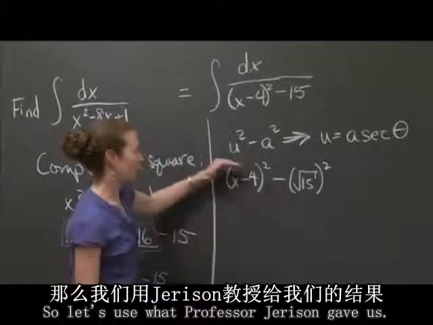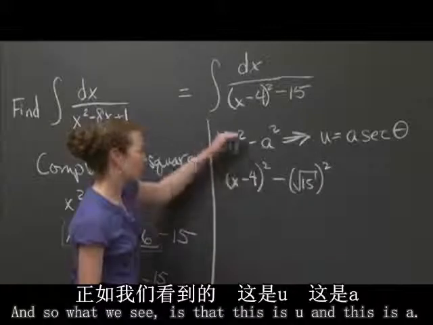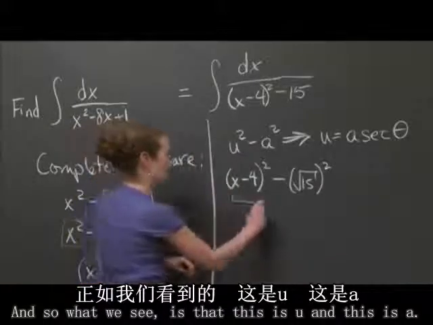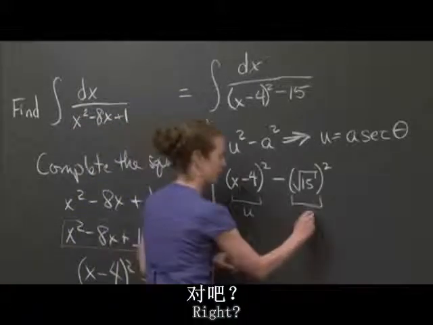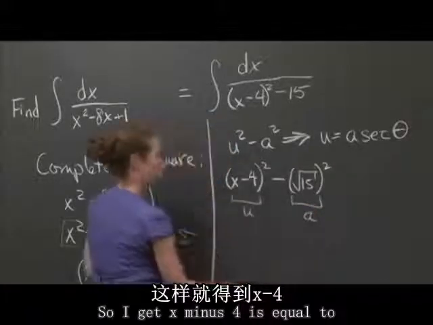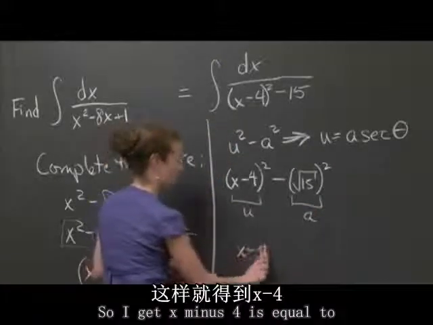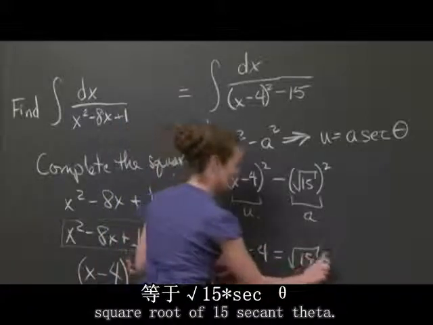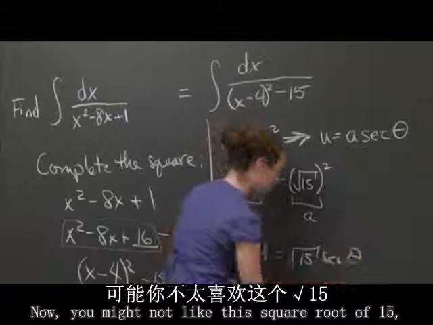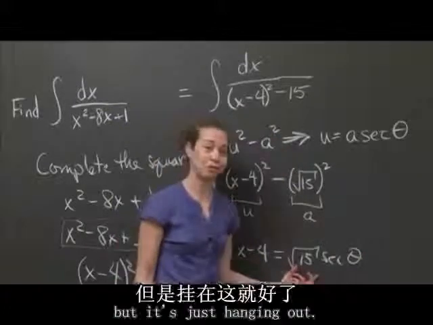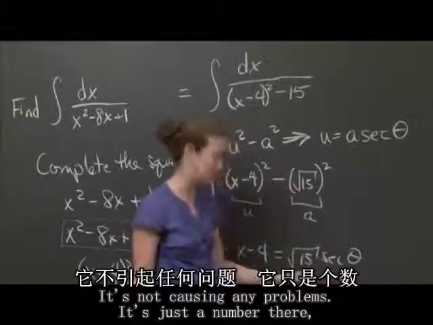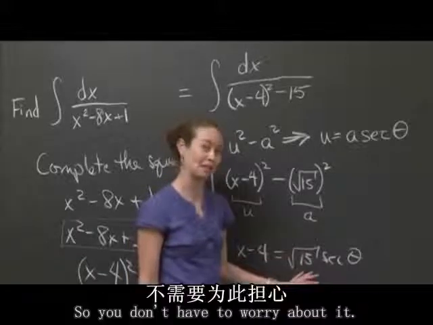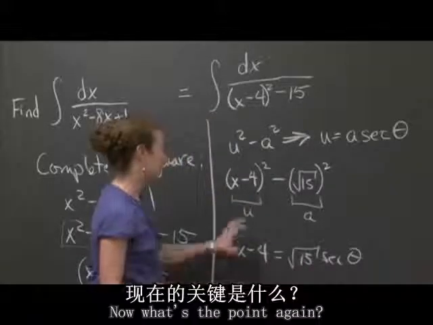So let's use what Professor Jerrison gave us. And so what we see is that this is u and this is a, right? So I get x minus 4 is equal to square root of 15 secant theta. Now you might not like the square root of 15, but it's just hanging out, not causing any problems. It's just a number there, so we'll keep it as square root of 15, so you don't have to worry about it.